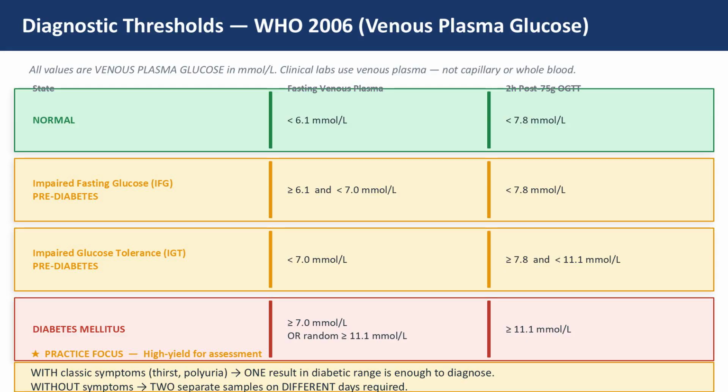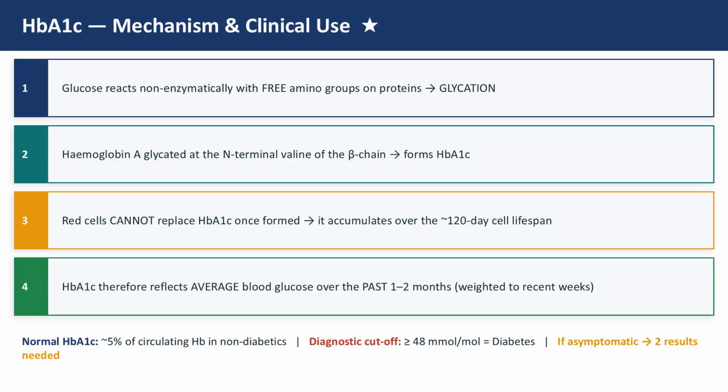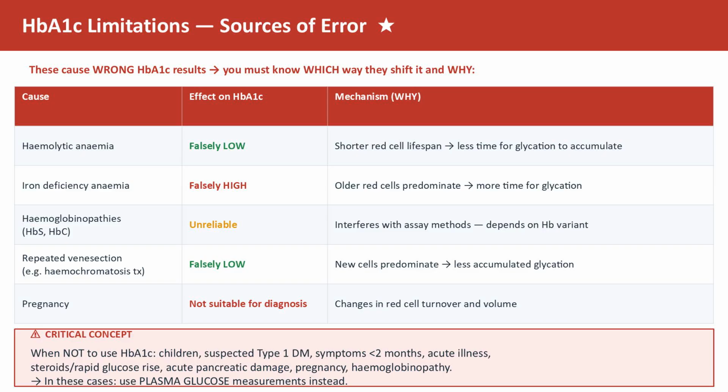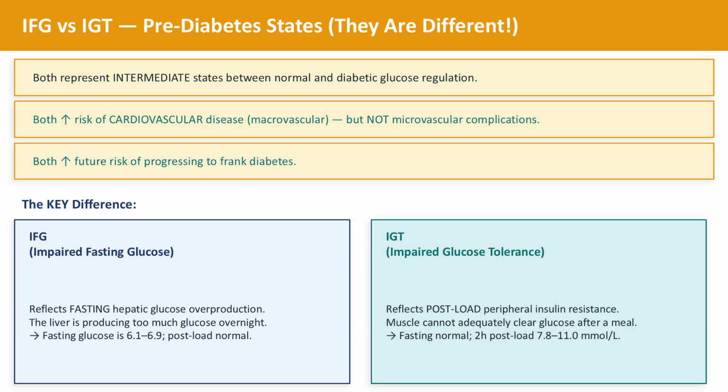Diagnostic thresholds for diabetes are based on venous plasma glucose levels, with specific values indicating normal, pre-diabetes, or diabetes mellitus. HbA1c reflects average blood glucose over time, serving as a key indicator for diabetes diagnosis and management. Certain conditions can cause errors in HbA1c results, making it crucial to understand these limitations for accurate diagnosis. Impaired fasting glucose and impaired glucose tolerance are pre-diabetic states with distinct characteristics and risks.